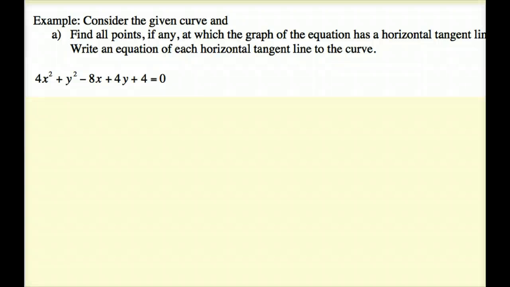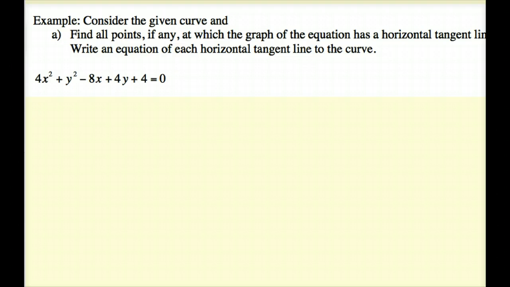Alright class, so what we're going to do is take this one step further and analyze our problems in a different sense. We're not just going to find the derivative, but find out different pieces that are important to our graph. According to this, it says find all points, if any, at which the graph of the equation has a horizontal tangent line. Write an equation of each horizontal tangent line to the curve.